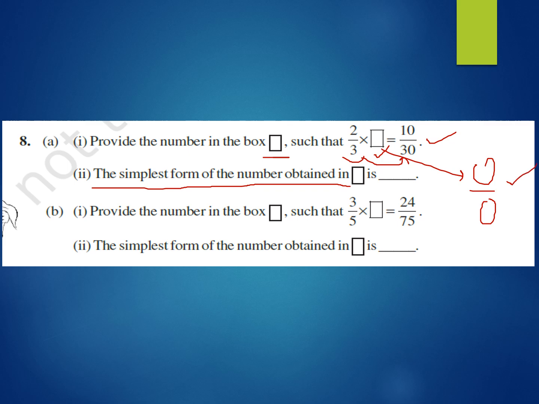It is saying provide the number in the box such that 3 upon 5 is 24 upon 75. Same question. Just think what should be the answer over here. I know you can do this. Then the question is the simplest form of the number obtained in the box. Same question. You can do it.